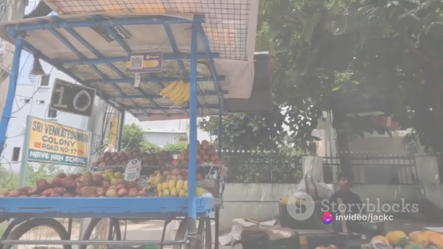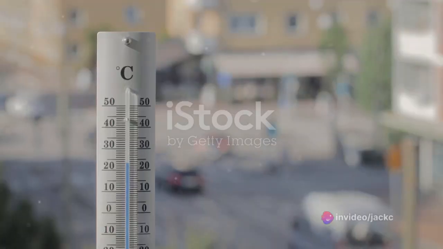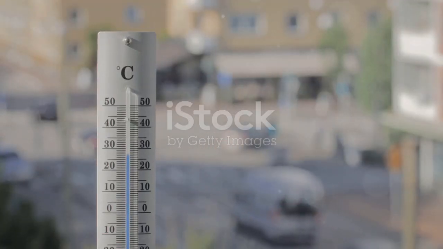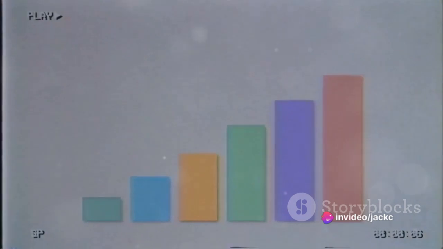Imagine you're a fruit vendor trying to predict how many apples you'll sell tomorrow. You look at your sales records for the past few weeks and notice a pattern. On days when the temperature was warmer, you sold more apples. This is a simple example of a linear relationship. As one variable, temperature, increases, so does the other, apple sales.